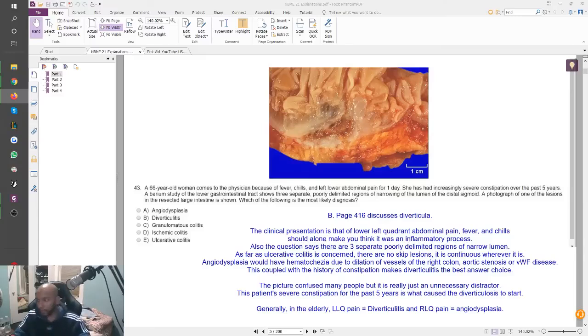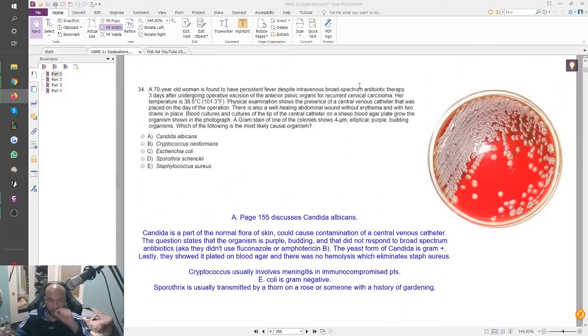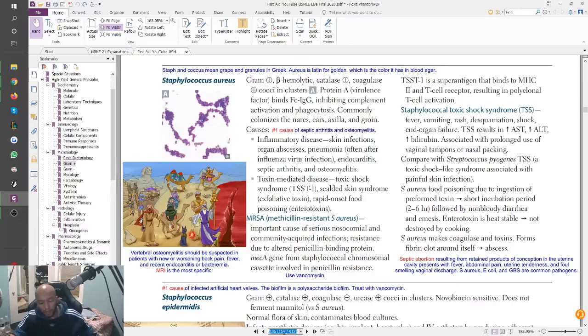Yeah, budding equals fungi. That was one definite thing, right? And then the fact that she's on broad-spectrum antibiotics, so you couldn't really pick a bacteria as an answer choice. It was very unlikely to pick a bacteria as an answer choice. They did try to throw you off with gram staining. You don't really think of gram staining and Candida, but it is a thing. Page 155. So let's just take a look at it real quick.